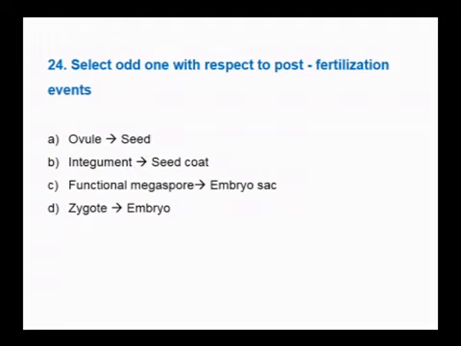Select the odd one with respect to the post-fertilization events. So what happens after fertilization in case of plants? Ovule develops into a seed. Of course, ovule develops into a seed. Correct. Integuments become seed coats, namely the testa and tegmen. Outer integument becomes testa, inner integument becomes tegmen. That's also correct. Functional megaspore develops into embryo sac. It is not a post-fertilization change. It occurs before fertilization. Zygote develops into embryo.